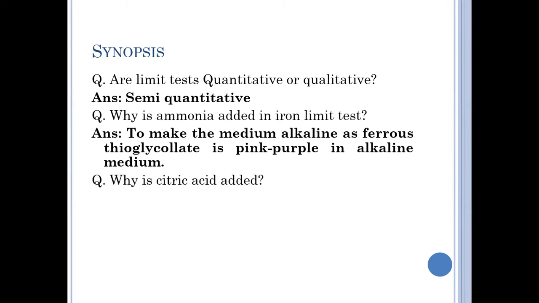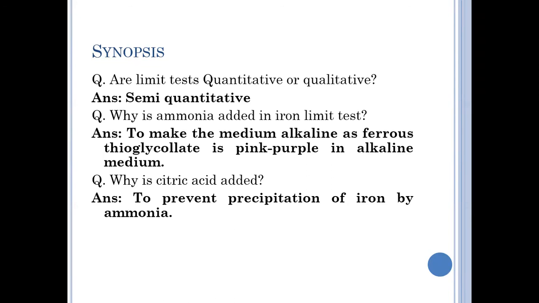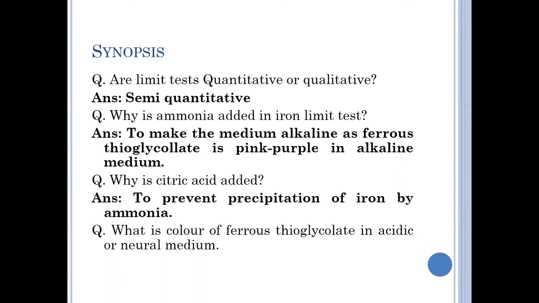Next question is, why is citric acid added? Citric acid is added to prevent precipitation of iron by ammonia. If iron gets precipitated by ammonia, no ferrous thioglycolate will be formed, and hence no comparison of color can be done. What is the color of ferrous thioglycolate in acidic or neutral medium? So it is colorless.